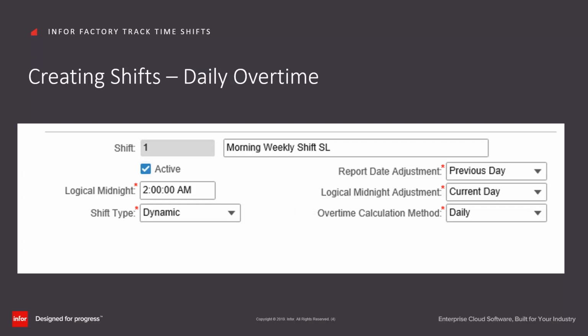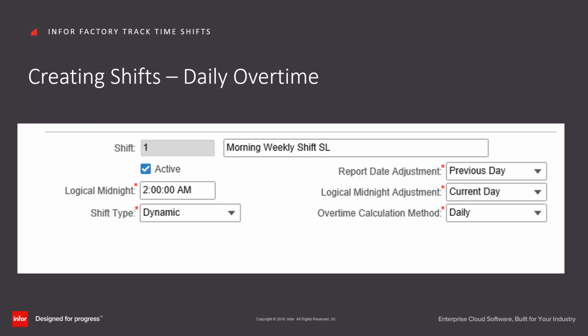The daily overtime method in a dynamic shift sets an overtime threshold and double time threshold based on the number of hours worked in the day. For example, a shift that authorizes 8 hours of regular hours in the day plus 4 hours of overtime beyond that will categorize 10 clocked hours in the day as 8 hours regular and 2 hours overtime.